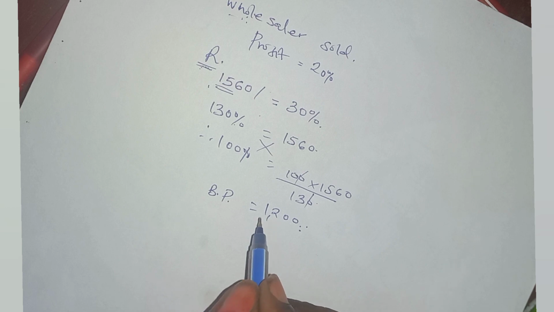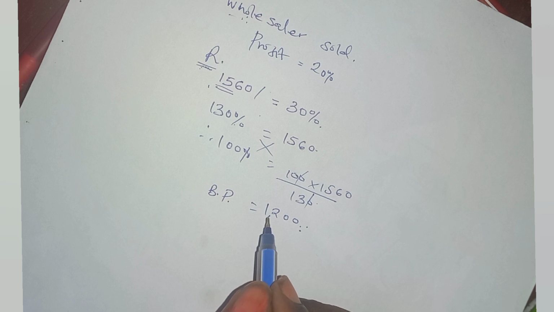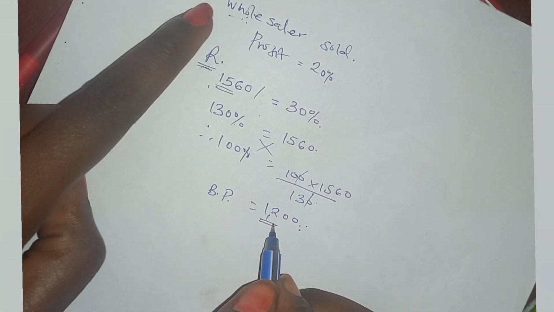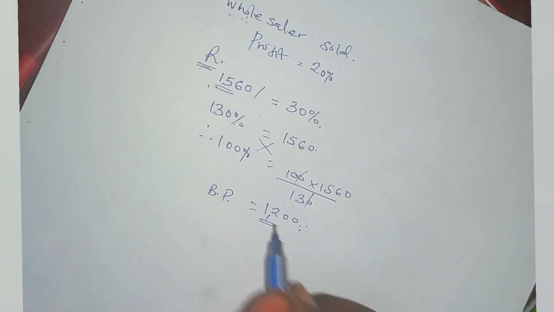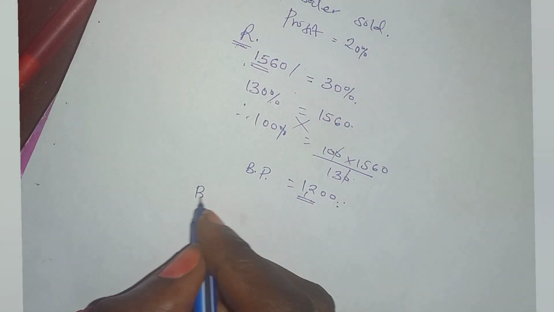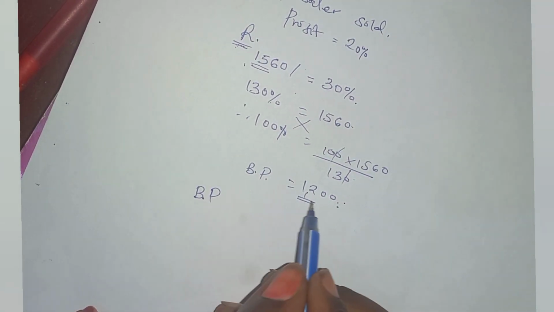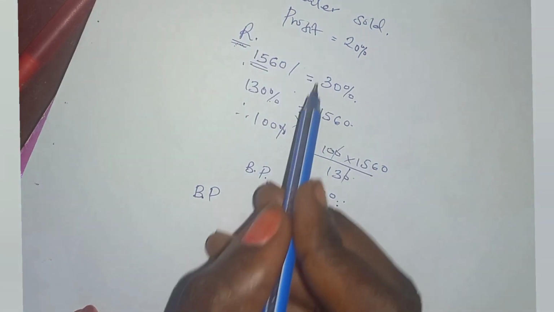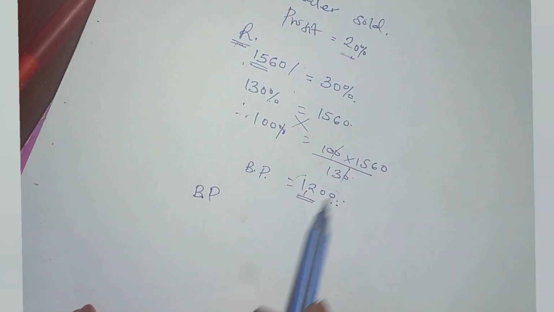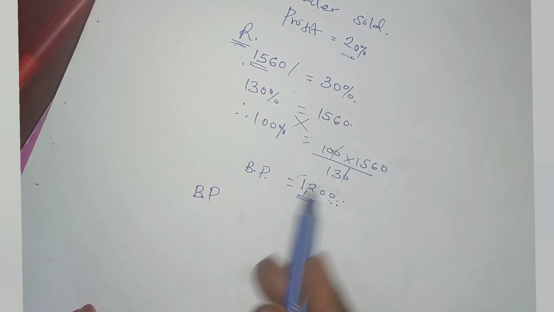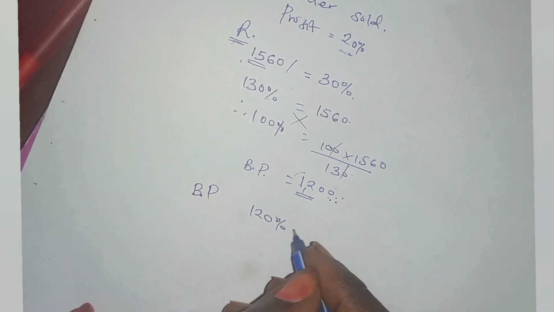This is the amount that this retailer used to purchase this radio from the wholesaler. So this one here will be the selling price of the wholesaler. This 1,200 is the selling price of the wholesaler. So what is the buying price now of the wholesaler? If this wholesaler sold this radio at this 1,200 and made a profit of 20%, that will make this 1,200 represent 120%.